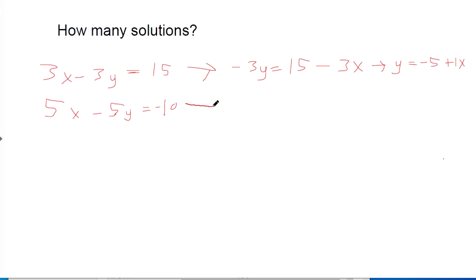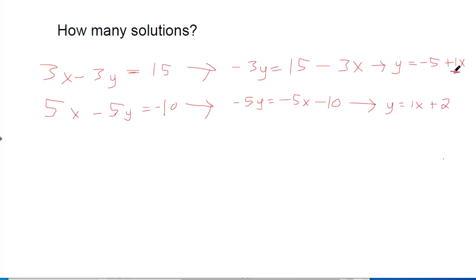So there, we got that one in slope-intercept form. This one down here, I'm going to subtract 5x from both sides. So just watch out for your negative signs. It's still negative 5y equals negative 5x because I subtracted from both sides. You could have said negative 10 minus 5x, it's just as good. And then divide everything by negative 5. So that gives us y equals 1x plus 2.